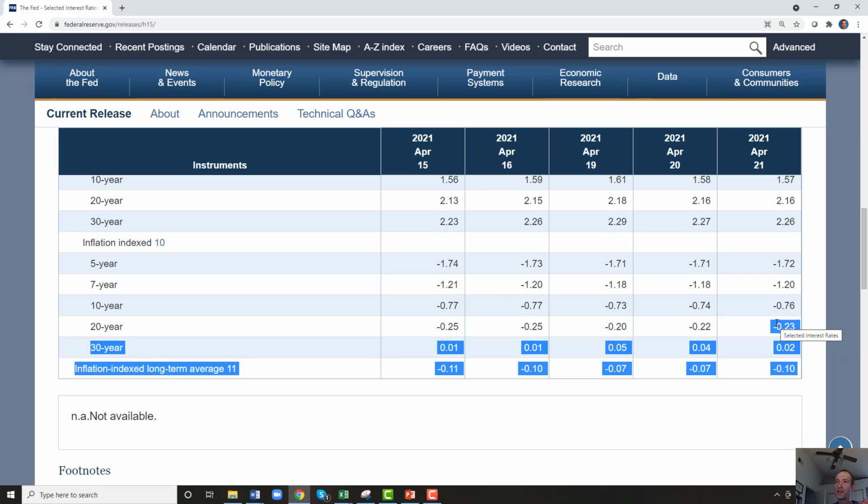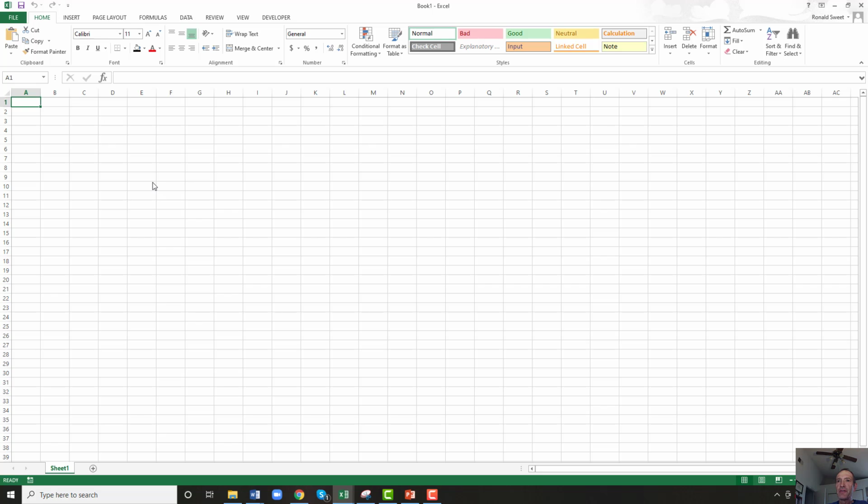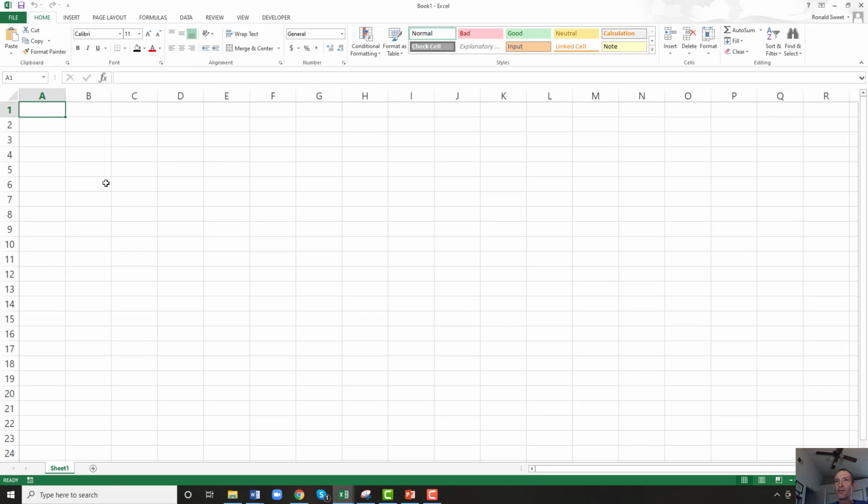It went negative in the 2008 crisis, and now it's negative again here. I never thought it seemed impossible for the 20-year to go negative, and here we see the 20-year is negative. So what do we do with this data, with these inputs? Make sure you have an Excel file open and do exactly what I do here. I'll try to go very, very slowly.